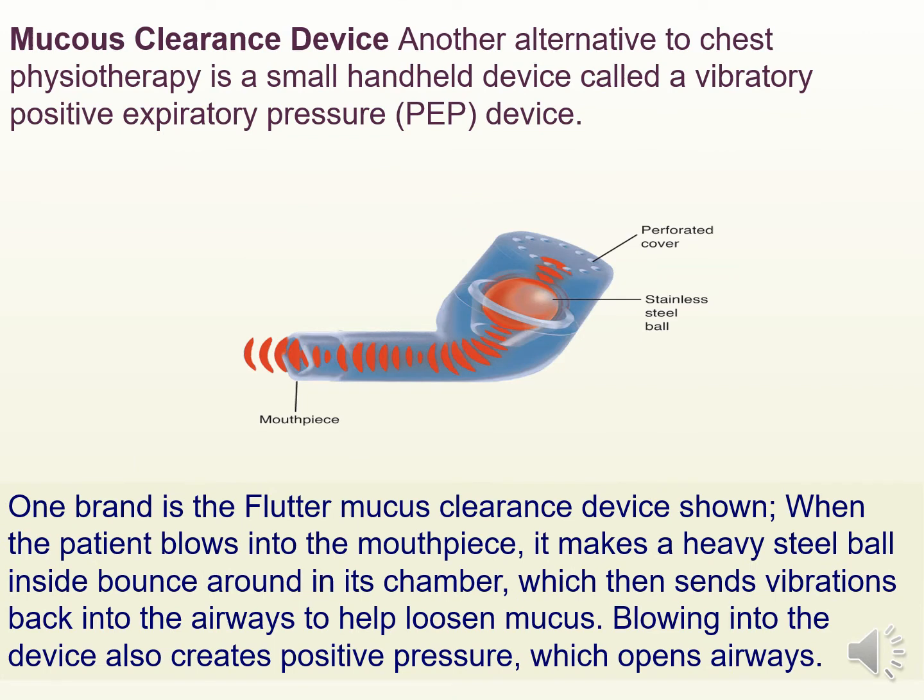Another alternative to chest therapy is a small handheld device called a PEP device, or a vibratory positive expiratory device. One brand is the Flutter Mucous Clearance Device. The patient blows into the mouthpiece, and there's a heavy steel ball in there. As it bounces around in the chamber, it sends vibrations into the airway, which help loosen the mucus. Blowing in the device also helps create positive pressure to open the airways.